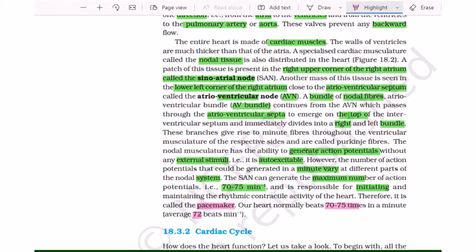And that's all about the basics of the heart, and I hope that what I explained is clear.